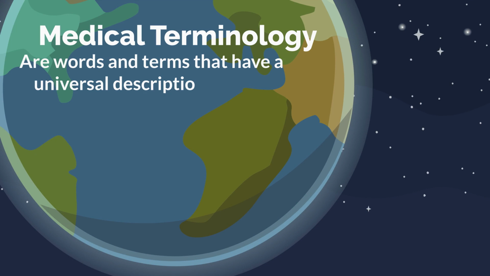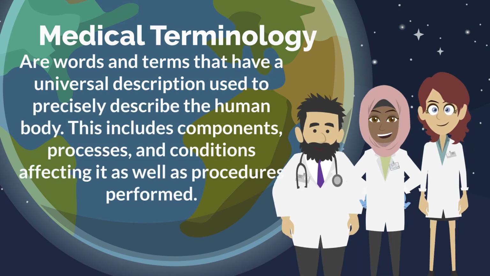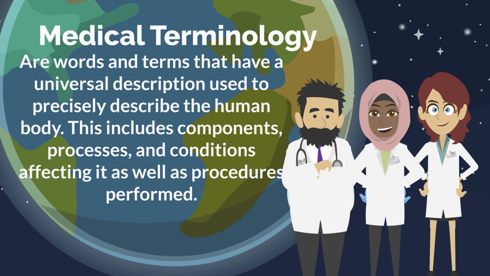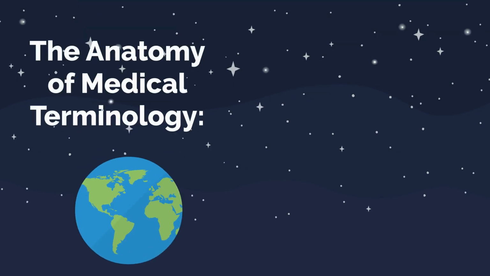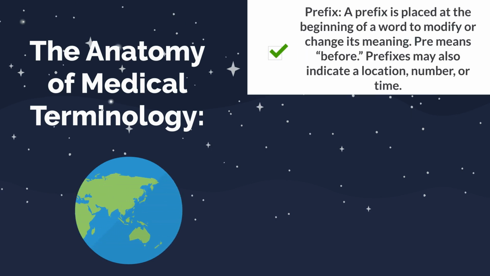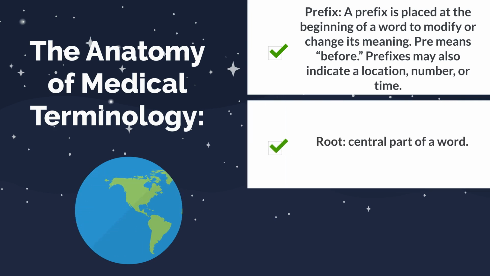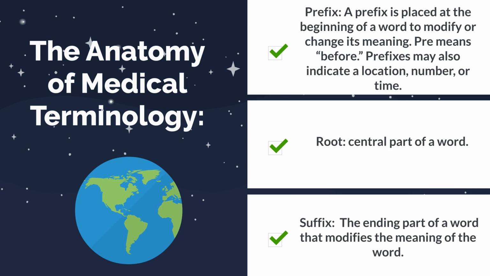But medical terminology is a universal description used to precisely describe the human body. This includes components, processes, and conditions affecting it, as well as the procedures that are performed. The anatomy of medical terminology is first, the prefix. A prefix is placed in the beginning of the word to modify or change its meaning. Pre means before, so prefixes may also indicate a location, number, or time. The root is the central part of the word, and the suffix is the ending part of the word that modifies the meaning.